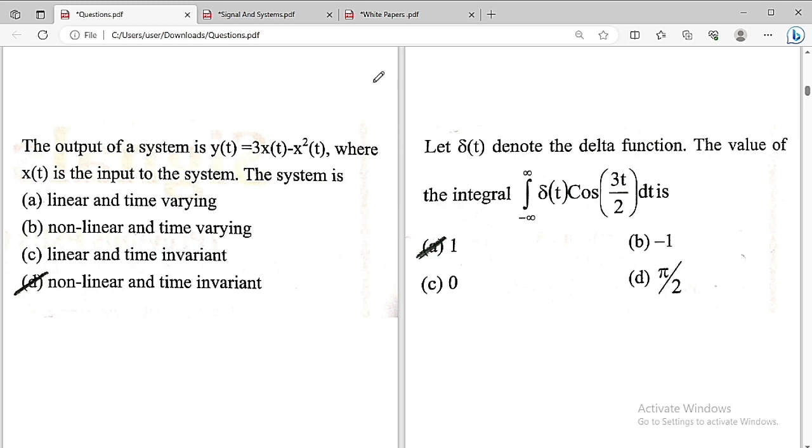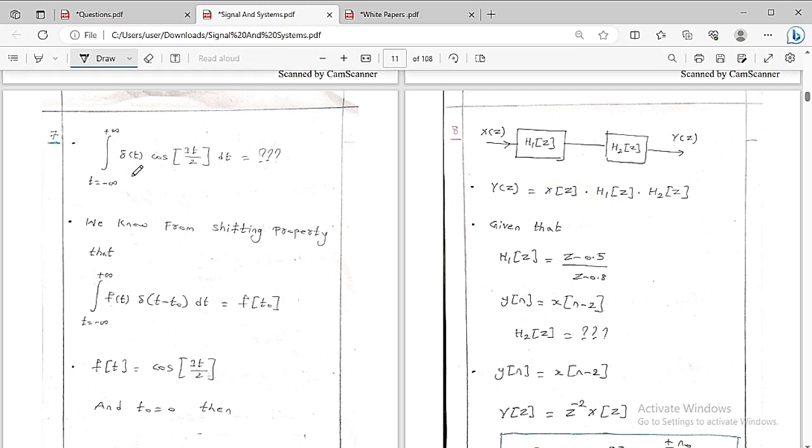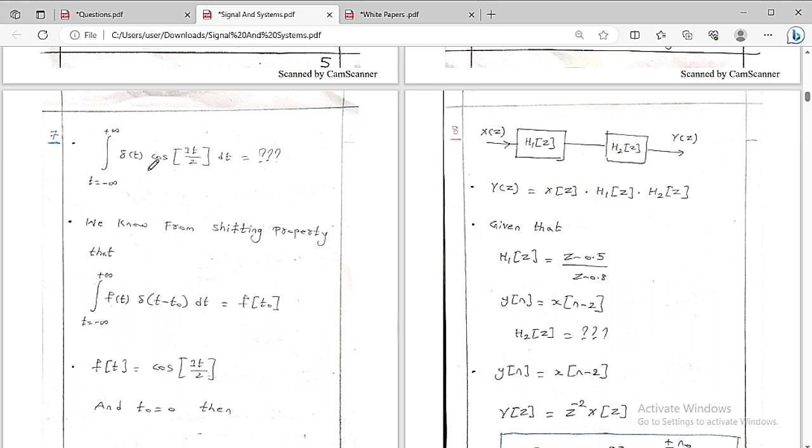So let's solve this numerical. As you can see clearly, we need to find the integral from t equal to minus infinity to plus infinity of t delta of t into cos of pi t by 2 dt. The delta of t is called the impulse signal, or also the delta function. So we have to find this integral. We know from the shifting property. So what is the shifting property? We know the integral from minus infinity to plus infinity of f of t into delta of t minus t naught.